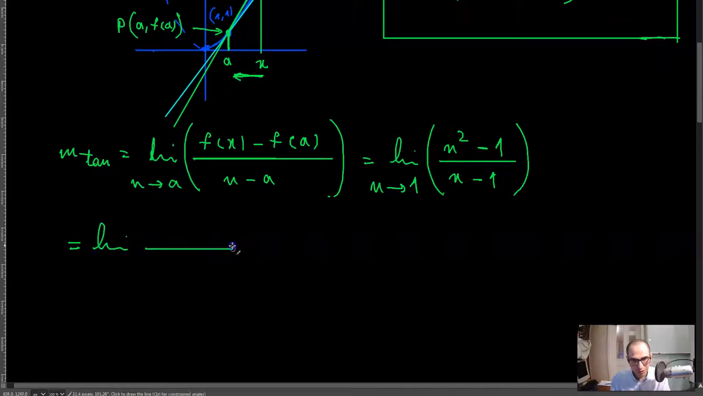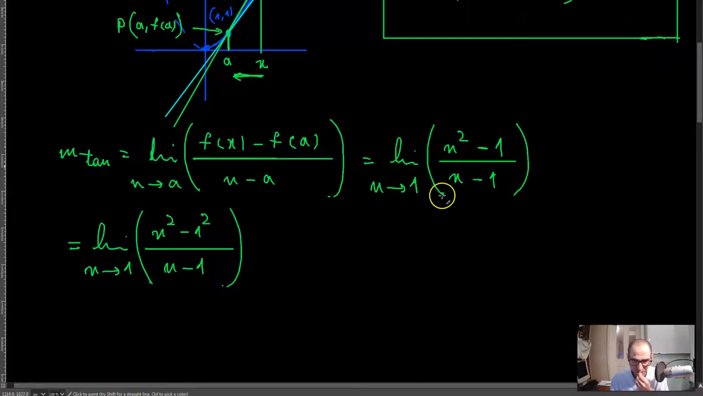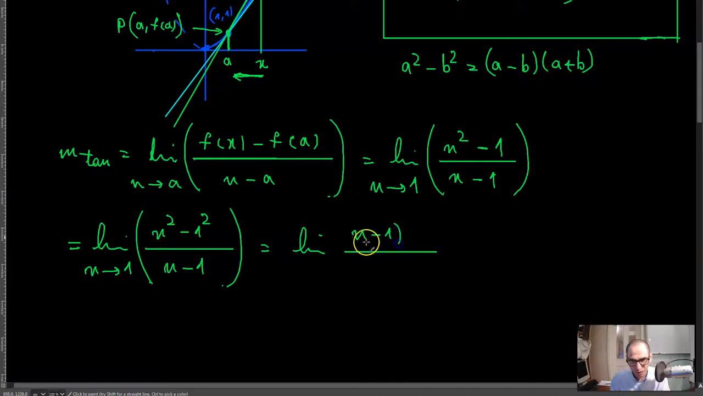You could write this as the limit of (x squared minus 1 squared) over (x minus 1) as x approaches 1. Of course, you cannot do direct substitution here because you would get 0 divided by 0. What you can do is, since you know that a squared minus b squared is equal to (a minus b) times (a plus b), you can write this as the limit of (x minus 1) times (x plus 1) over (x minus 1) as x approaches 1, right?